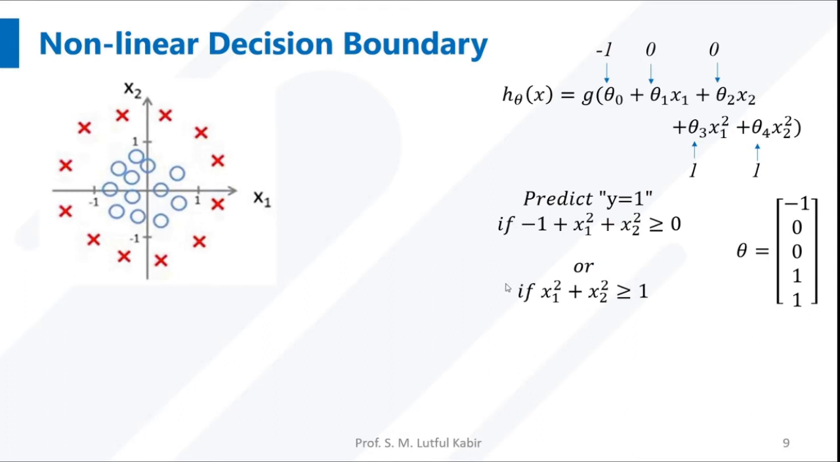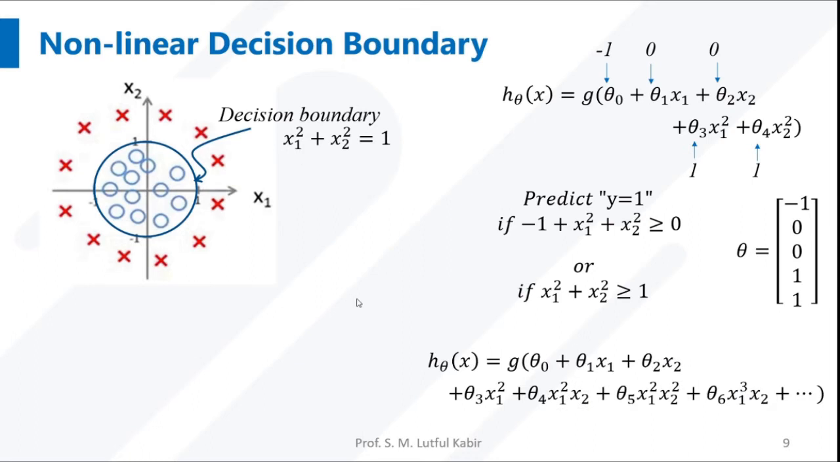By rearranging, we can write x1 square plus x2 square greater than or equal to 1. That means the values of x1 and x2 which satisfy this equation are the region for positive examples. From that we can write x1 square plus x2 square equal to 1. The line is nothing but a circle, and this circle is the decision boundary for this problem. So you can see the decision boundary in this case is not linear, it's non-linear.